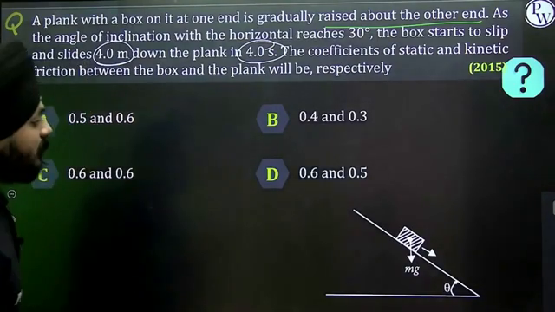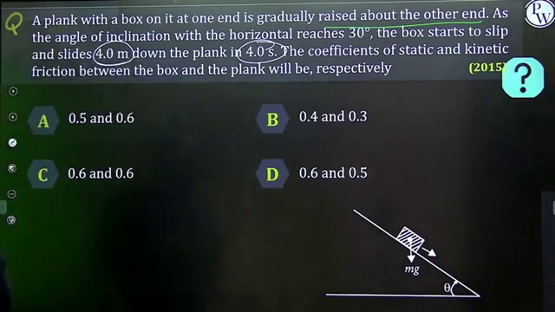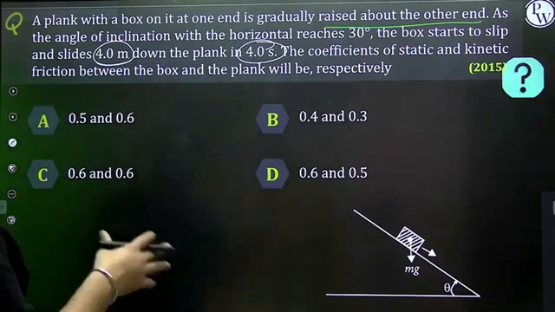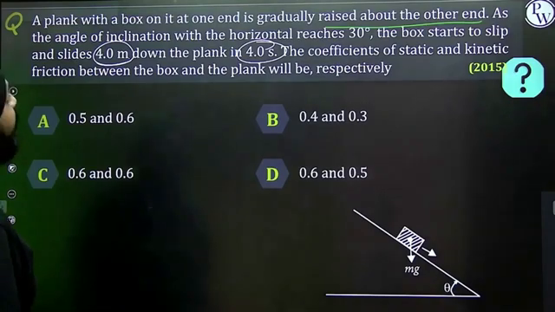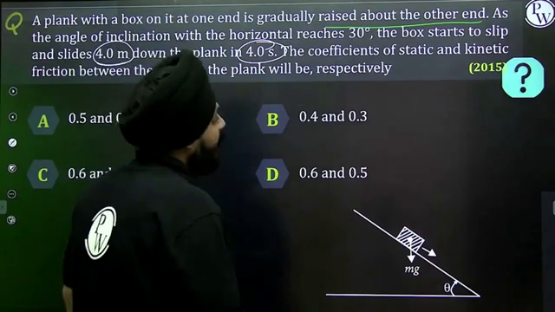It's a very simple thing. Suppose mg, mass is given. The box starts to slip and slides 4 meters down the plank in 4 seconds. We need the coefficients of static and kinetic friction. First of all, let's draw the FBD.